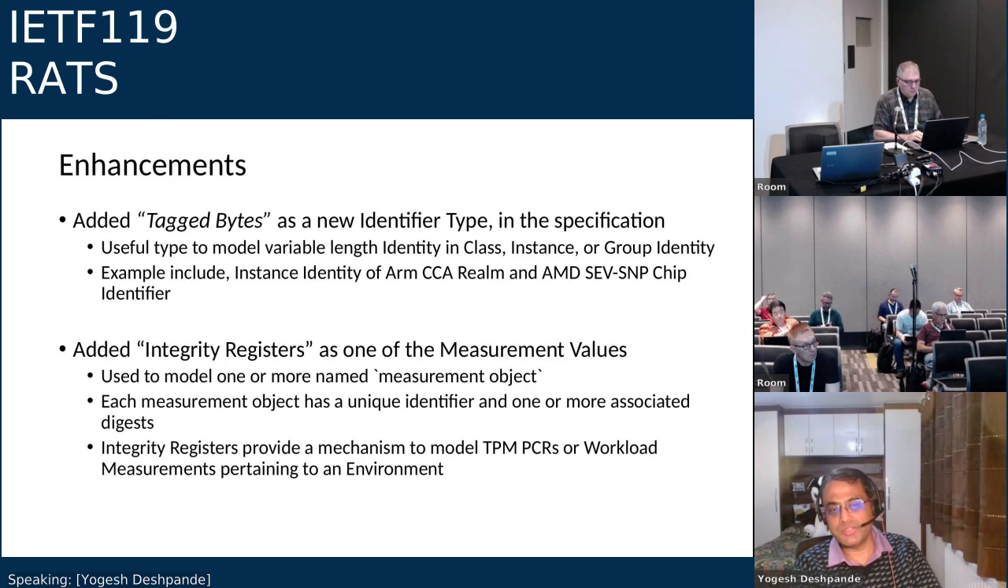these integrity registers. The most obvious use of that is modeling the TPM PCRs, where each PCR identity is the measurement object which is uniquely identified by an integer identity in the case of TPM PCR, or it could be a workload measurement pertaining to an environment. So that has been found to be very useful. So it's part of the base specification now. Next slide, please.